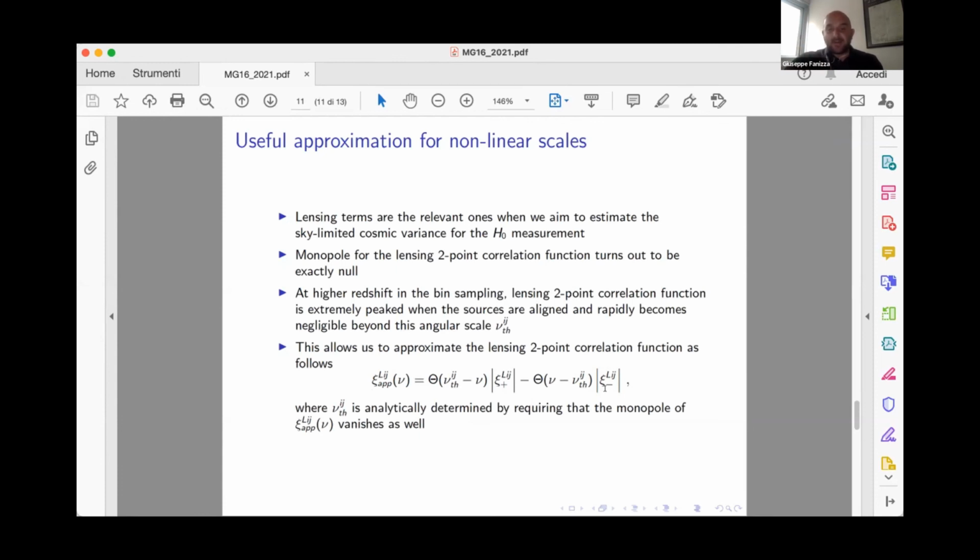Having this in mind, we can immediately realize that, as is the case here, the maximum is much larger than the minimum value of the anti-alignment, so this function exactly reproduces the behavior of being extremely peaked, where nu is close to zero, and this transition scale is well described by this value of the threshold nu_ij.